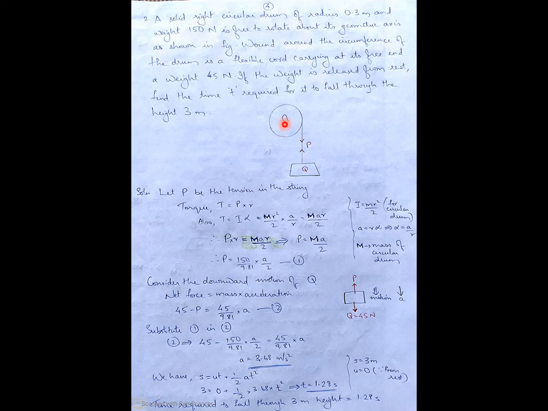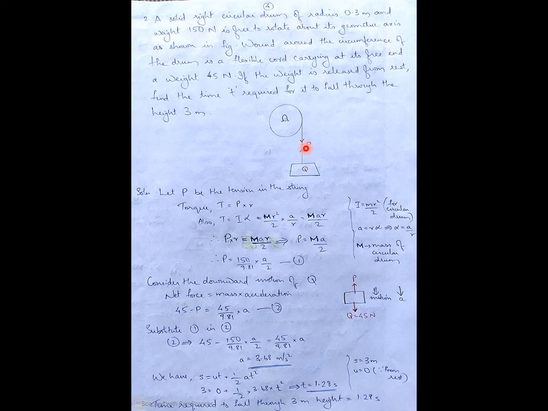There is a right circular drum, a solid circular drum. A weight is attached to it. Here in the figure it is given as Q. This Q is equal to 45 Newton. The weight of this circular drum is 150 Newton. It is similar to the previous problem itself. Here instead of acceleration they have asked us to find the time required when it is falling through a height of 3 meters. So as done in the previous problem, we will do the same method.